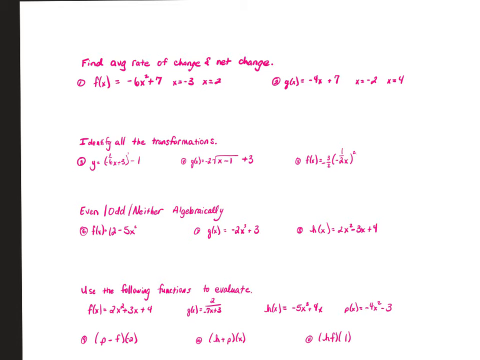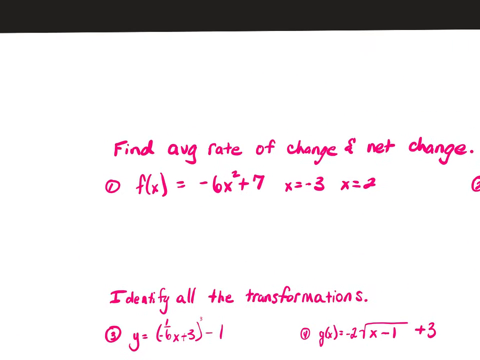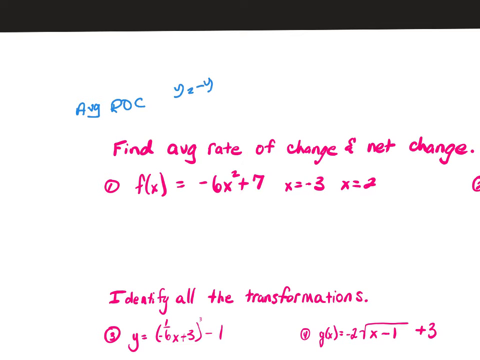So the first thing we're going to talk about is average rate of change and net change. Remember, your average rate of change, I'm going to say ROC, is y2 minus y1 over x2 minus x1, all right? That's your average rate of change. Your net change is just the y's. You guys remember that? Everybody okay with that? So your average rate of change is y2 minus y1 over x2 minus x1. Your net change is just the y's themselves.